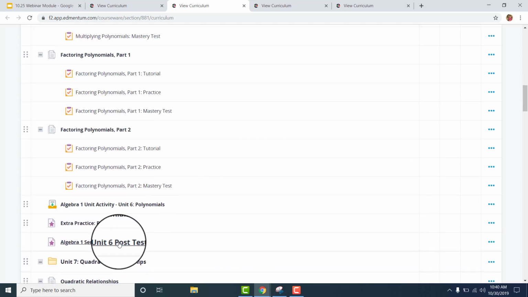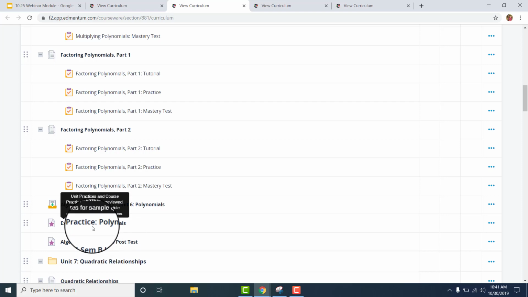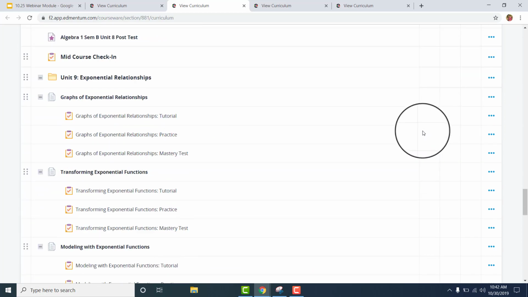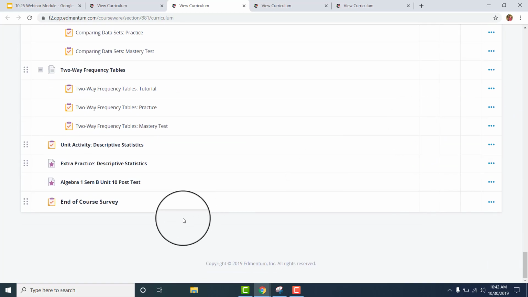Keep in mind that the students' grades come from the mastery test in each module, the unit activity in each unit, and the unit post-test. Since they have this extra practice available, they are able to see problems parallel to the post-test before taking the post-test. The remaining units are similar in structure, and at the end of the course, we have our end of course survey.